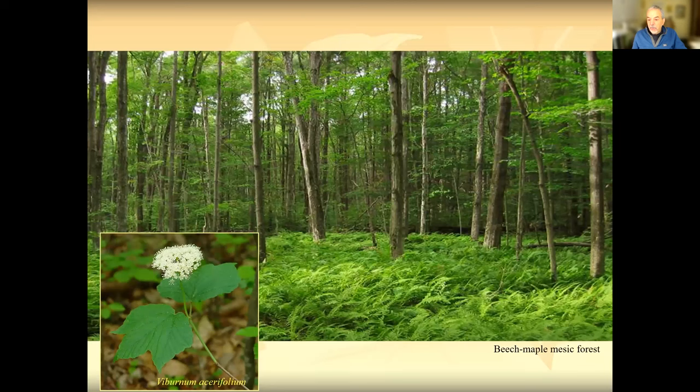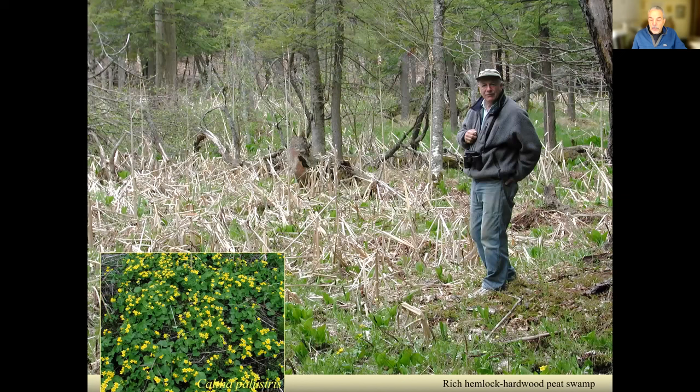A common forest here would be beech maple mesic forest, with something like maple leaf viburnum as a common understory species, a lot of ferns, and a lot of wildflowers too. And a common wetland would be a rich hemlock hardwood peat swamp. So you have hemlock on those slopes down to the gorges, but you also have them dominating these peat swamps in this part of the state, with something like Caltha palustris as a nice wildflower in the spring, cowslips, marsh marigold.